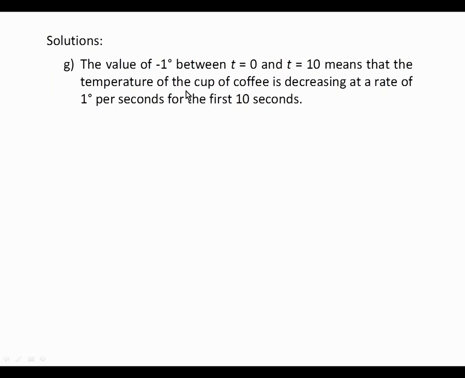So the value of negative 1 degree between t equals 0 and t equals 10 means that the temperature of the cup of coffee is decreasing at a rate of 1 degree per second for the first 10 seconds. Remember, the time was measured in seconds. If these were minutes, it would be decreasing at a rate of 1 degree per minute. So notice it's cooling down fairly fast. End of section 1.2.